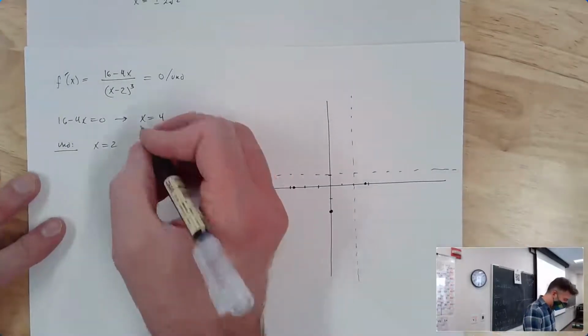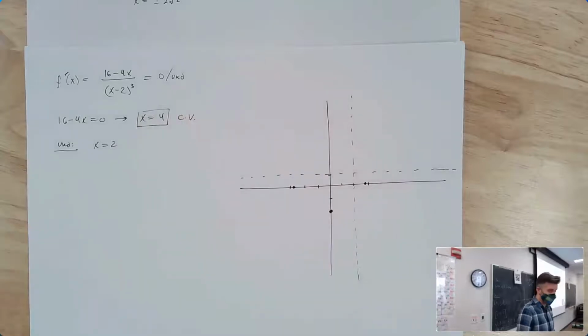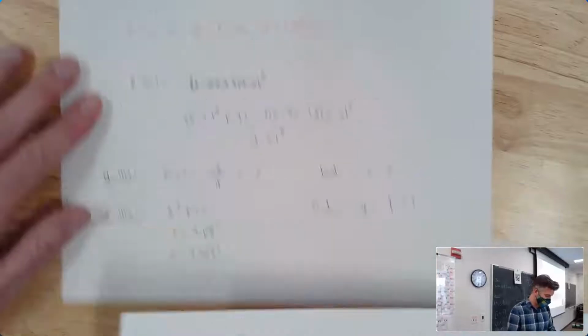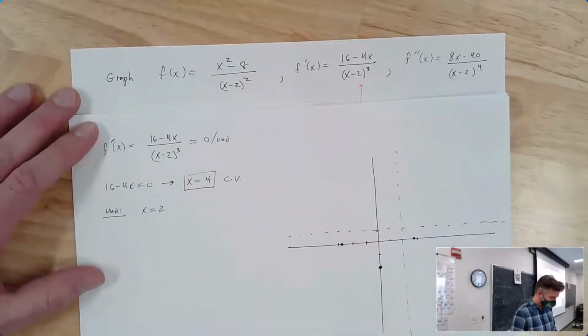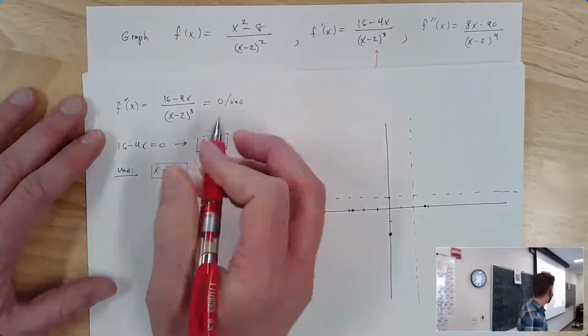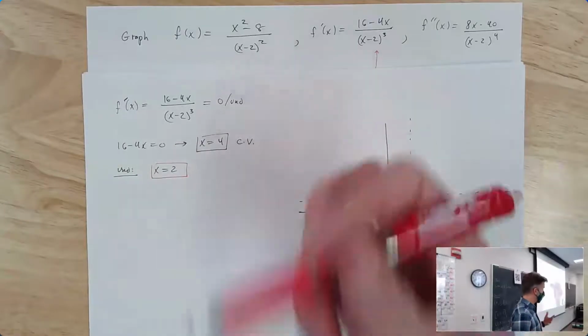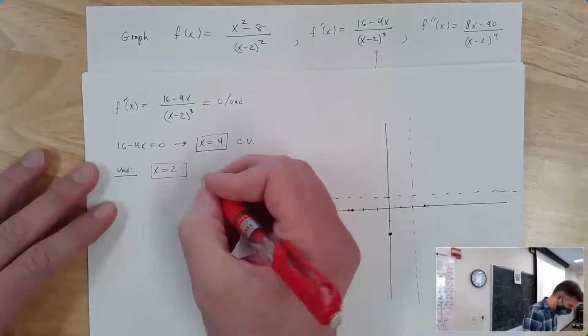X equal to 4 is a true critical value. It's a place that makes the derivative 0 or undefined, and it's in the domain of the original function. There's my original function up there, x squared minus 8 over x minus 2 squared. On the other hand, x equal to 2, if someone gave you this function and asked you what are the critical values, the only answer would be x equal to 4. X equal to 2 is not a true critical value.